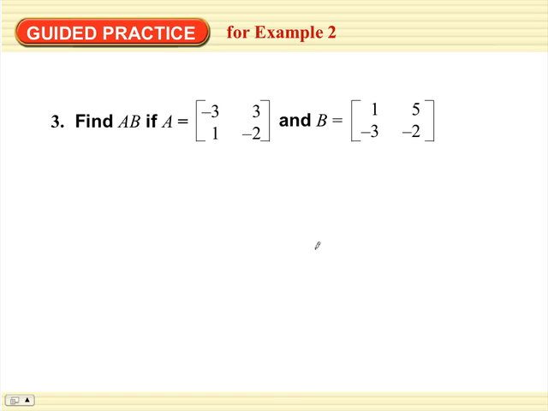How do we know what dimension the answer is going to be? How do you know what the dimension of the answer is going to be? The outer dimensions? The outer two. So that's a 2 by 2, 2 by 2. Look at the outer ones.